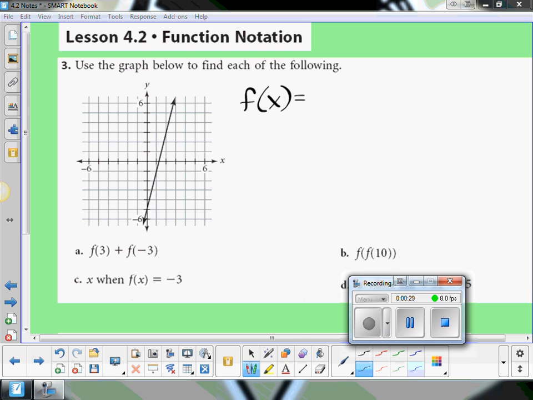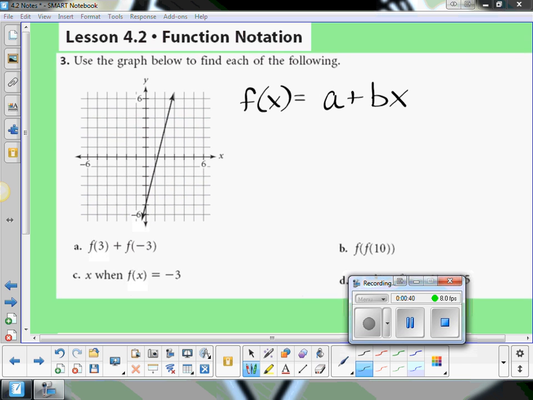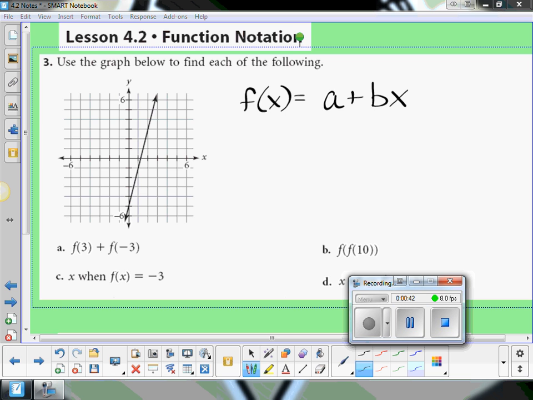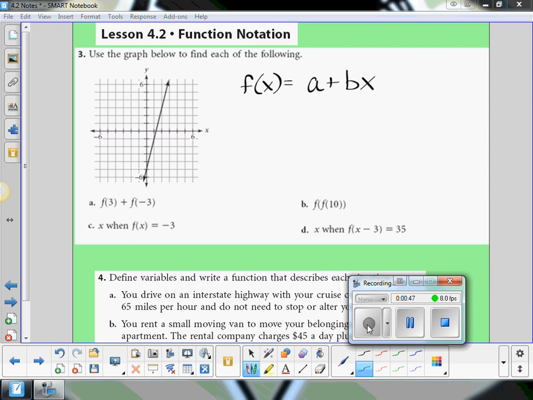and our linear functions, f of x, are going to be of the form, let's go with slope-intercept, a plus bx. So what you might want to do first in this problem is come up with a formula. Come up with a formula for the line, okay?